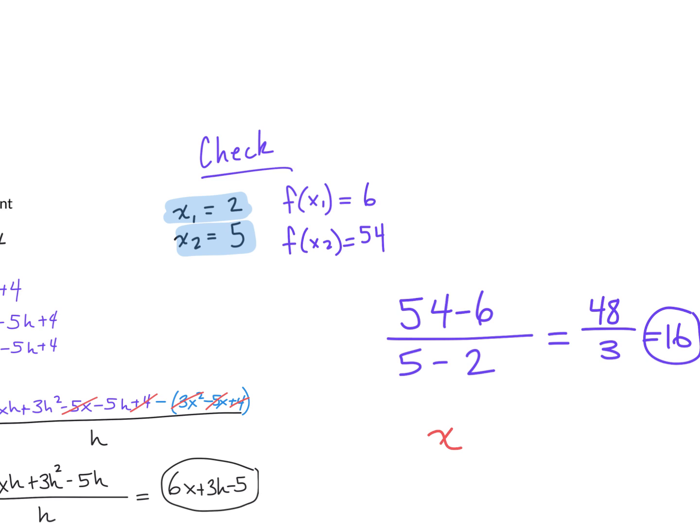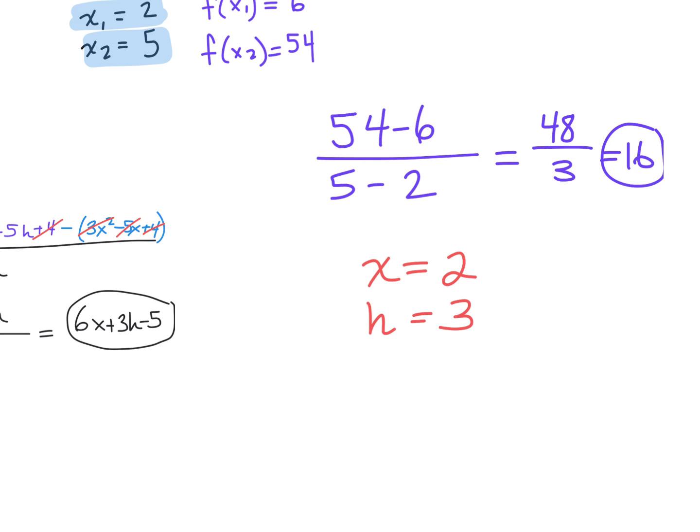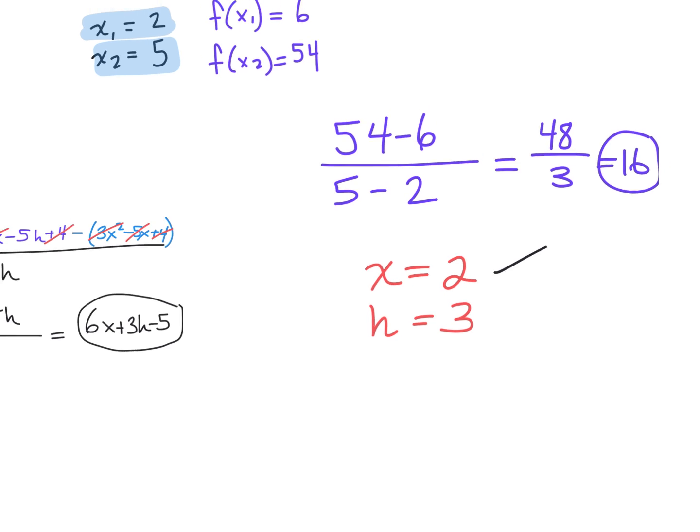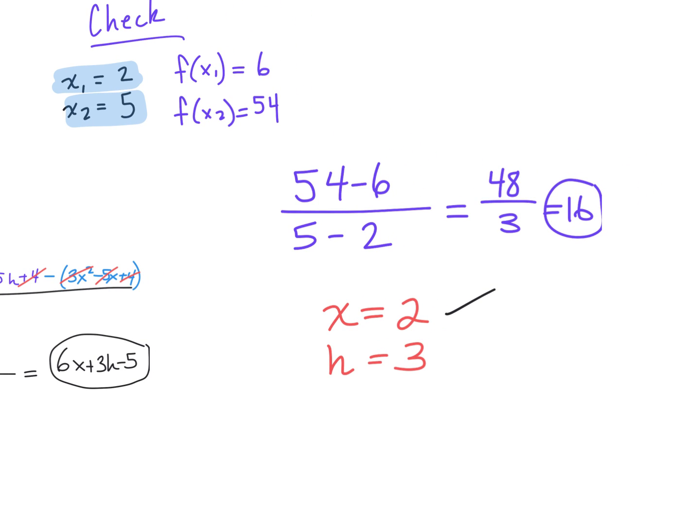Now our x value here, if we're using the difference quotient, would actually be 2. Our h value is the horizontal distance between the two x's. In this case, our h value would be 3. So what I'm doing right now is checking to see, does our difference quotient work? Well, I have an x value. I use my x1. And my h value is the horizontal distance from that x value to the second x value. So from 2 to 5, there's a difference of 3.